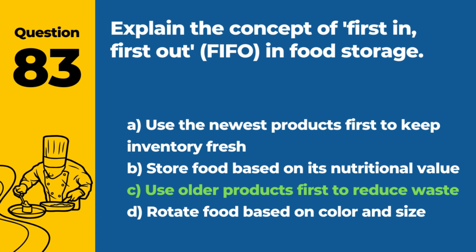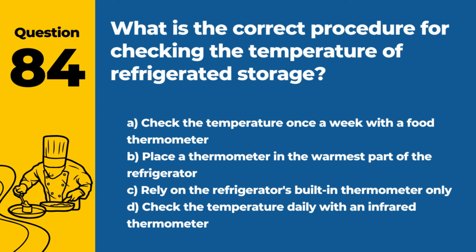food quality. Question 84. What is the correct procedure for checking the temperature of refrigerated storage? A. Check the temperature once a week with a food thermometer. B. Place a thermometer in the warmest part of the refrigerator. C. Rely on the refrigerator's built-in thermometer only. D. Check the temperature daily with an infrared thermometer.